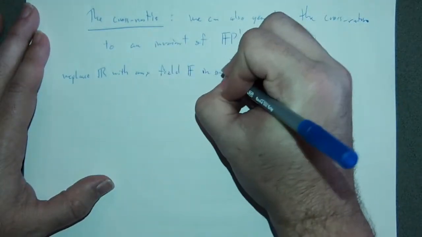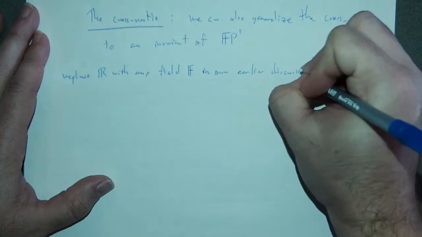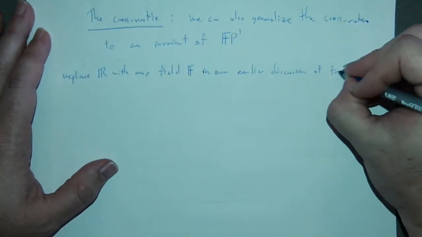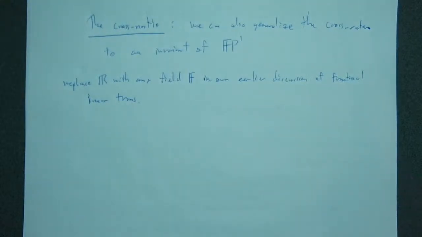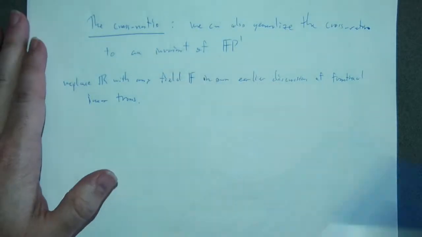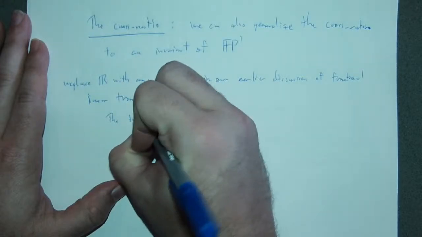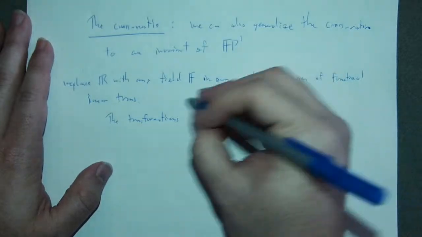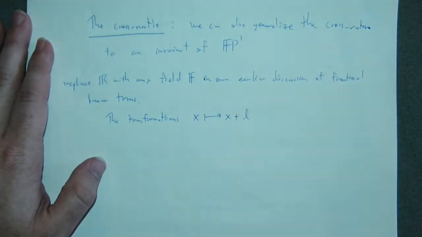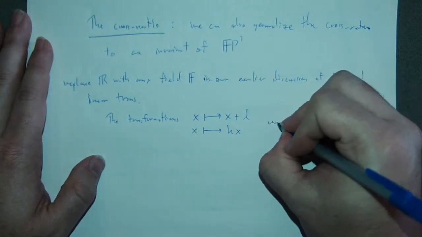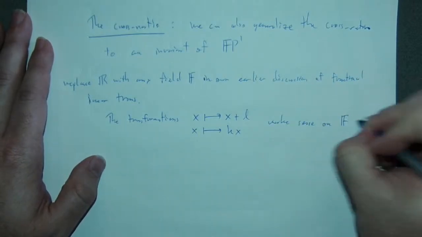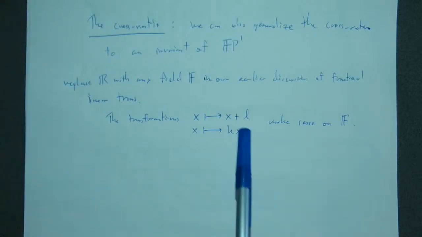in our earlier discussion of fractional linear transformations. So replace R with any field F in this earlier discussion. And thus, what is this? The transformations that send, say, x to x plus l, x to kx, these both make sense in F, right? So these make sense in a field F, because we have plus in a field and we have multiplication in a field.